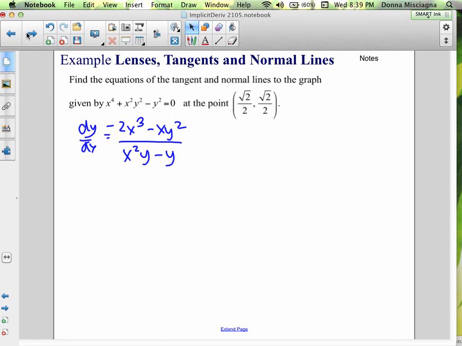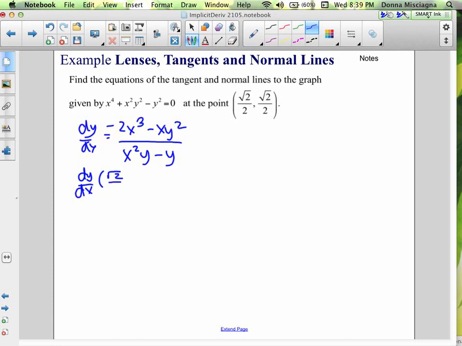All right, so now let's plug in. If we want to find the slope at a specific point, we have to plug the point into our slope. So dy/dx evaluated at square root of 2 over 2, square root of 2 over 2, that's a point on the curve. Right? And to find the slope, we just plug that point in. So anywhere we see an x or a y, since they're the exact same number, we're going to plug in a square root of 2 over 2.